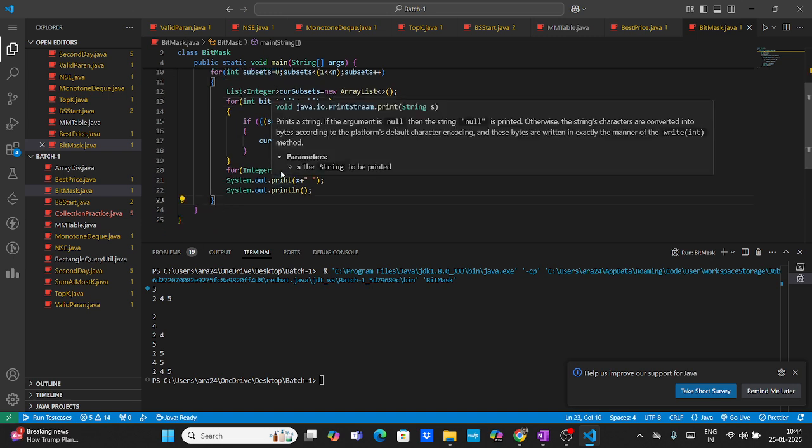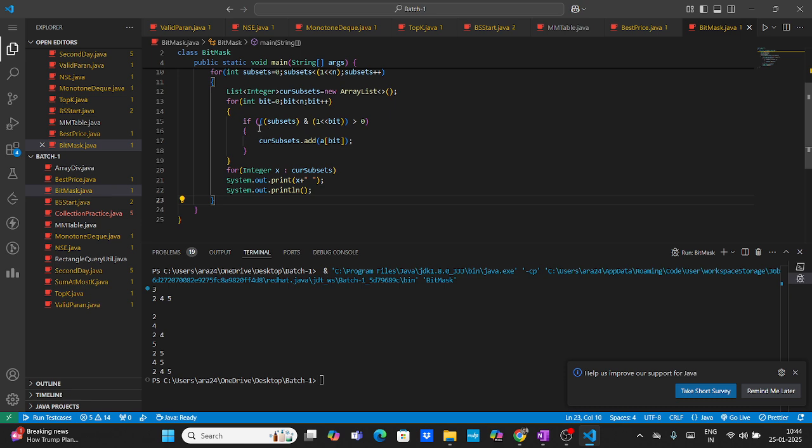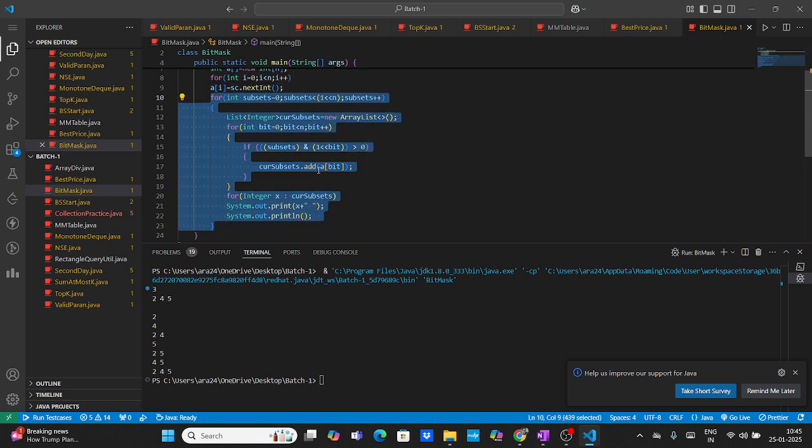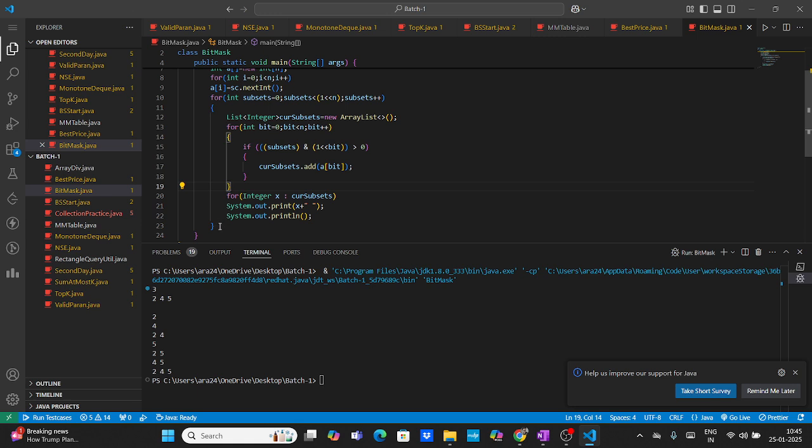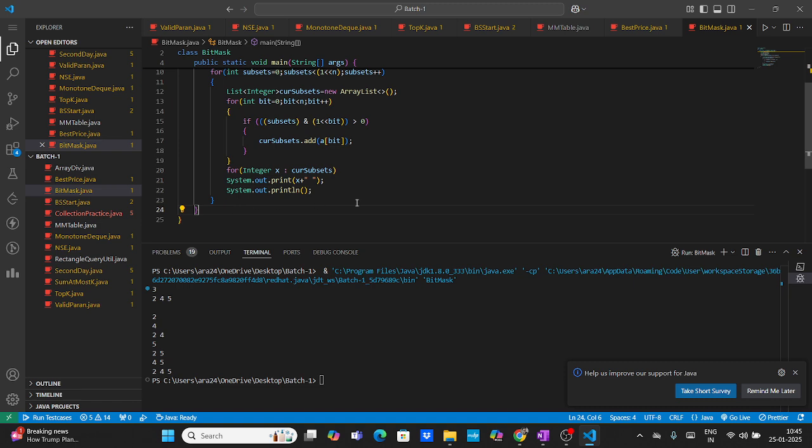So now if in 1 second we can write 10 power 8 statements, then if n is greater than or equal to 30, it won't pass. So in general you do bit masking for n around 20. If you have n less than or equal to 20, you can use this to print all the subsets. Okay, done, right?